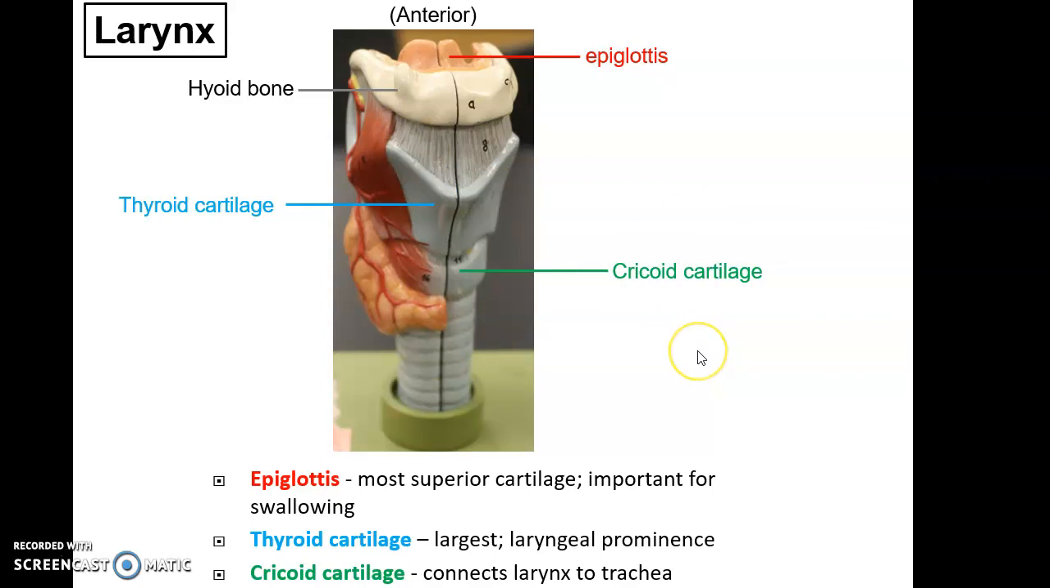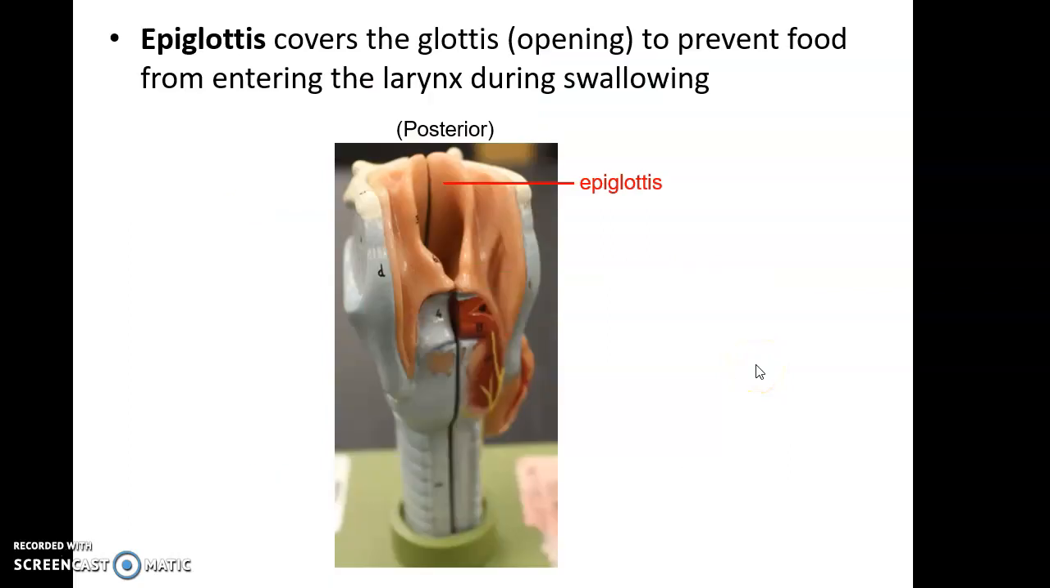The thyroid cartilage is the largest of the cartilages, and the cricoid cartilage is the last portion of the larynx, and it attaches to the trachea. So all of this down here is trachea. Here again is the epiglottis. Again, it covers the opening or glottis to the larynx and will fold over to cover that space.